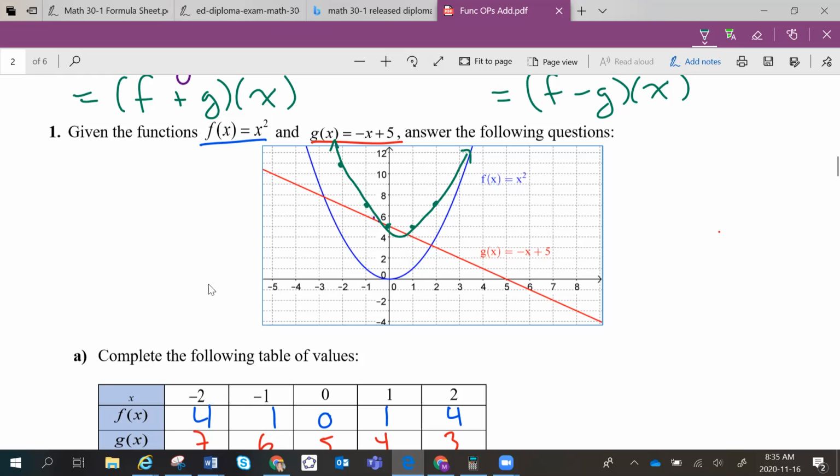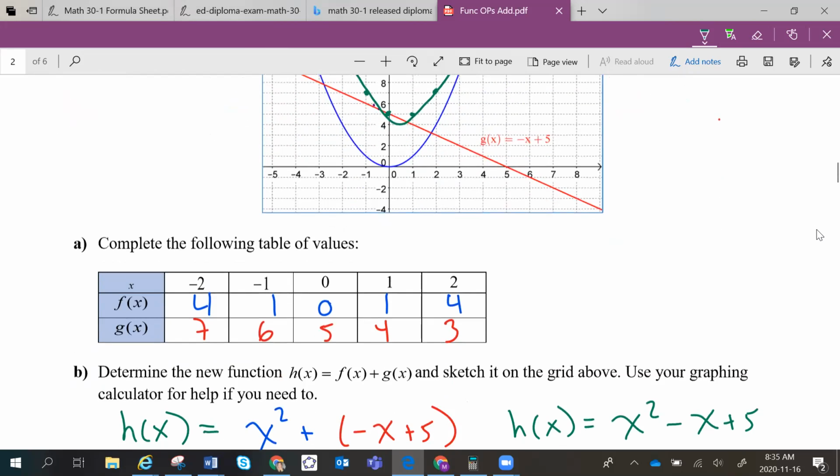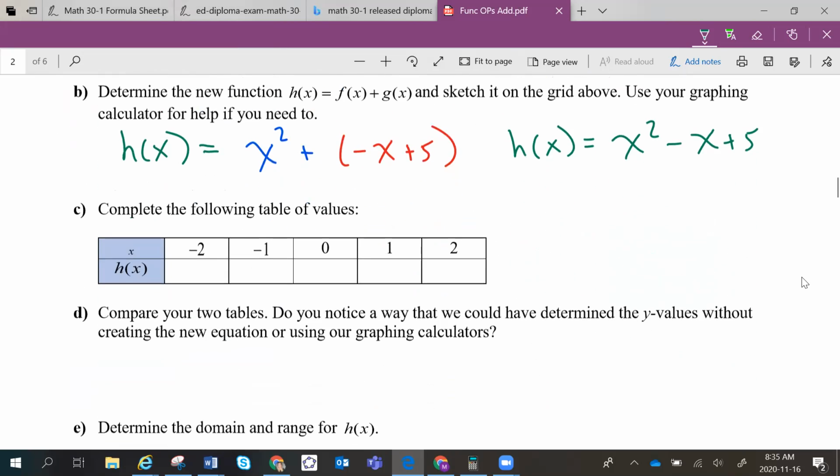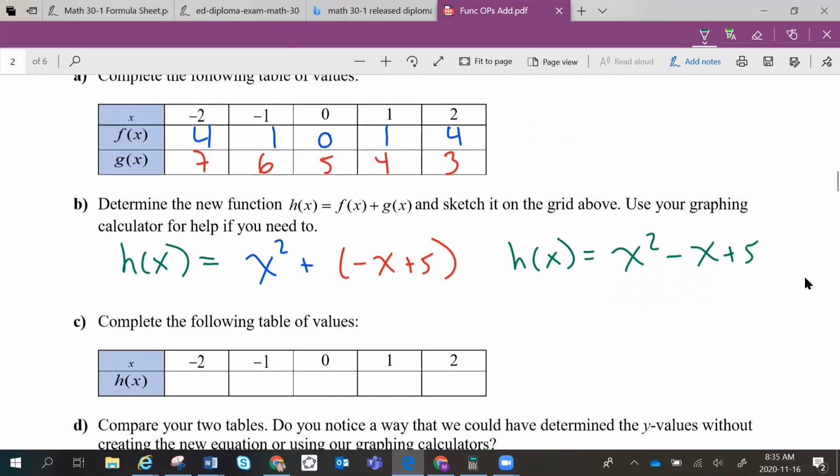Okay, so we definitely know how to graph this using our calculator. But what if we don't have a calculator, or what if we don't have the given functions? Well, let's notice what just happened here. Our new function, h at x, came from these points. We just graphed them: 11, 7, 5, 5, 7.